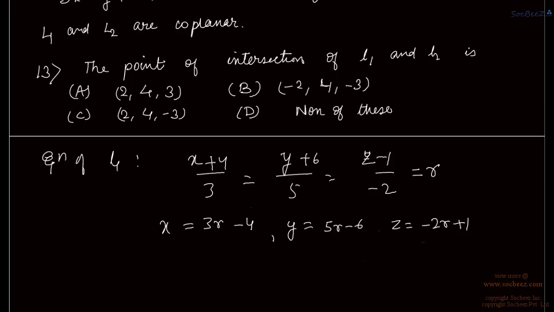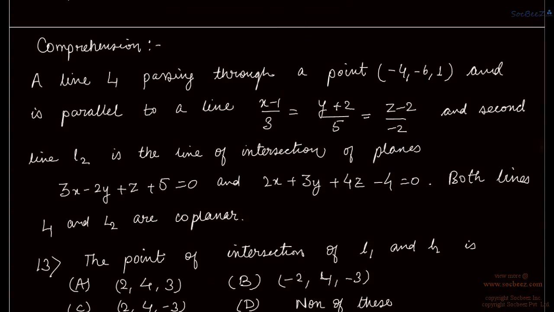If you read the question carefully, it is given that lines L1 and L2 are coplanar, so they lie on a single plane. So the point of intersection of L1 and L2 is the same as the point of intersection of L1 with either of these two planes. Wherever L1 intersects either plane, we get the point of intersection of L1 and L2, because L1 may not be coplanar with these planes. So let us find the point of intersection of the L1 line with this plane. We can also take the other plane.